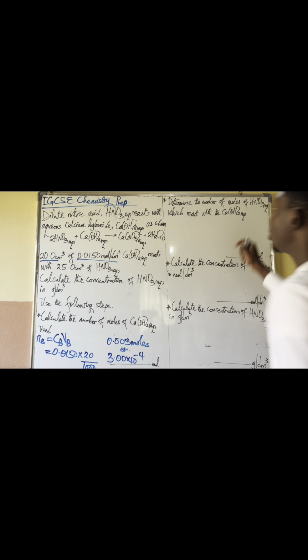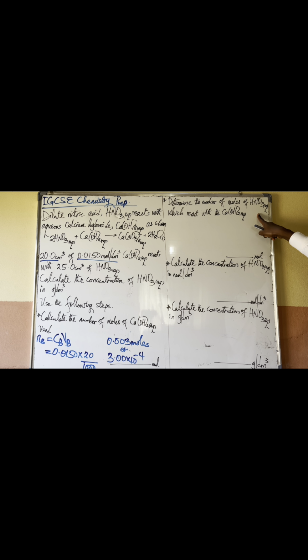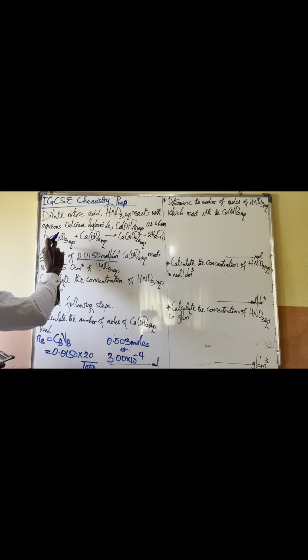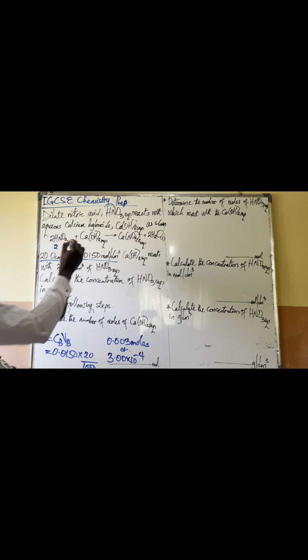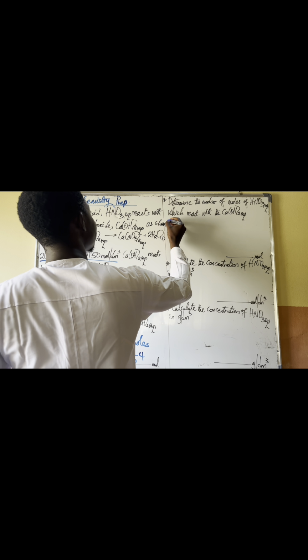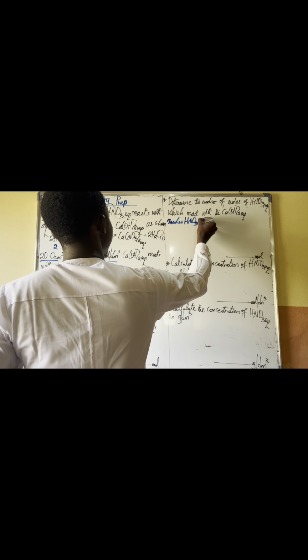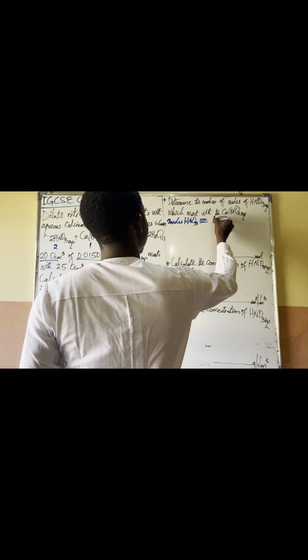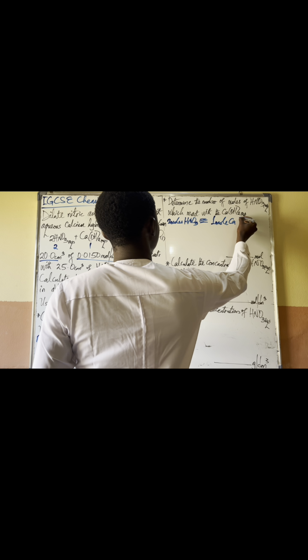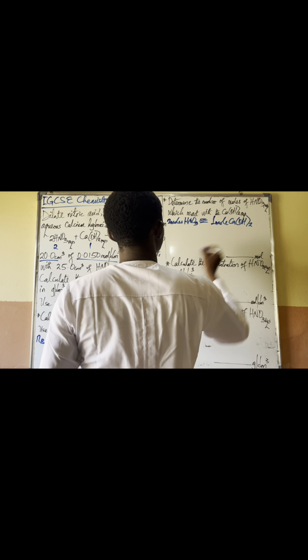All right, so the next question is: determine the number of moles of the nitric acid which reacts with the calcium hydroxide. So this is where we make use of the chemical equation. So we do mole comparison. If you check here, we have 2 moles of nitric acid reacting with 1 mole of what? The calcium hydroxide. So from here, we can see that 2 moles of the nitric acid reacted with 1 mole of the calcium hydroxide.